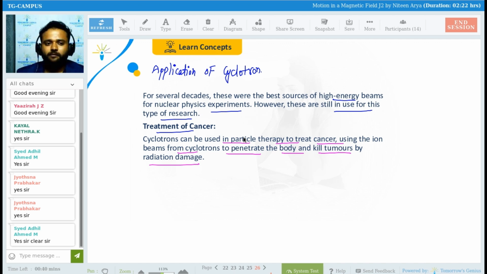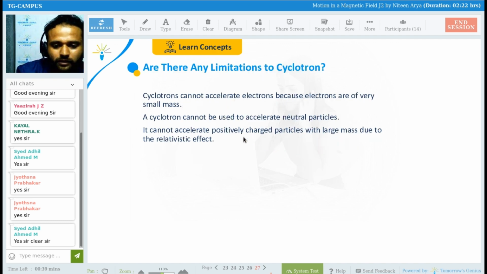And maybe you have heard this terminology in chemotherapy. What is chemotherapy? Whenever a cancer patient goes for chemotherapy, she loses her hair. Why so? Because of these high energetic ions, high energetic particles, due to the radiation. Clear? So there also we use cyclotron.